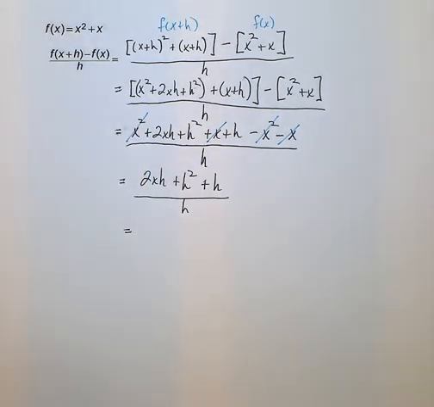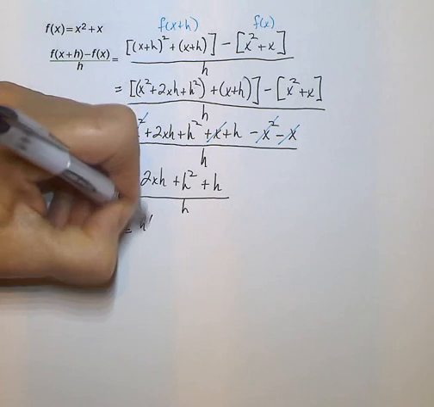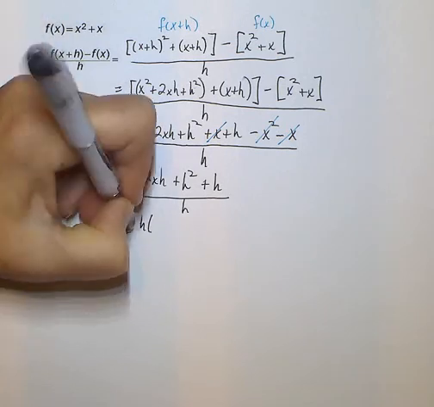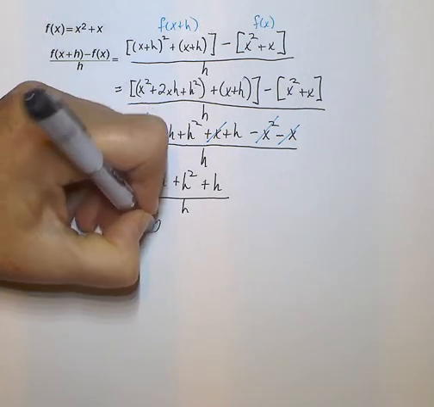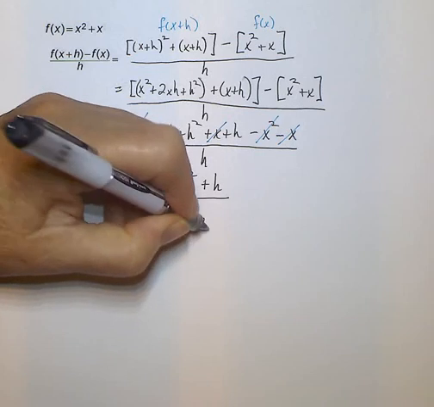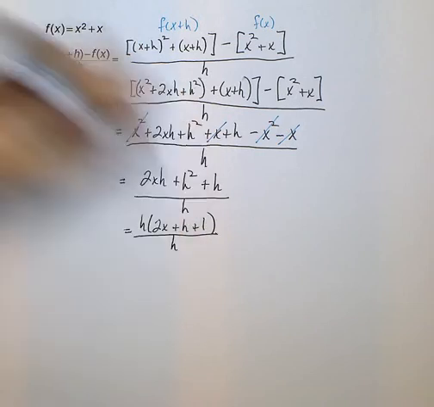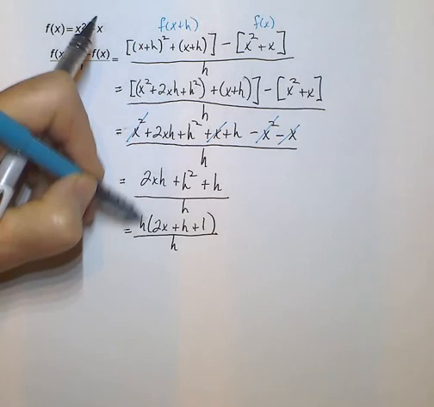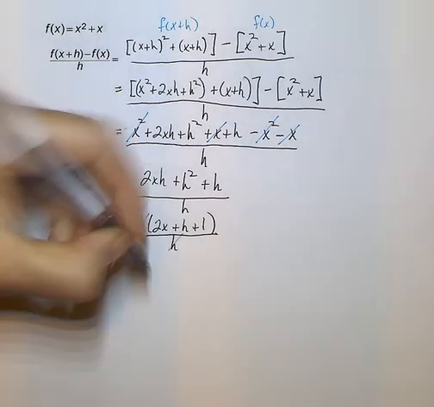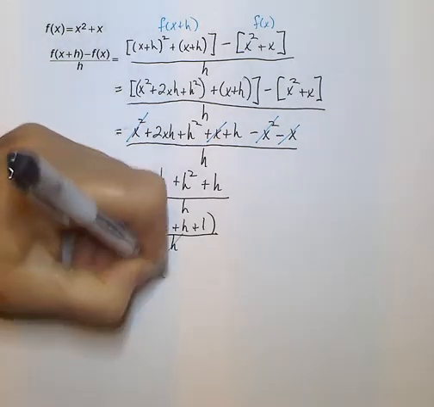Okay, because everything has a factor of h in it, and because we can only reduce common factors, we're going to factor out that h. So we have h times the quantity, 2x plus h plus 1, all over h. We can reduce the common factor of h now, and we end up with the simplified expression 2x plus h plus 1.